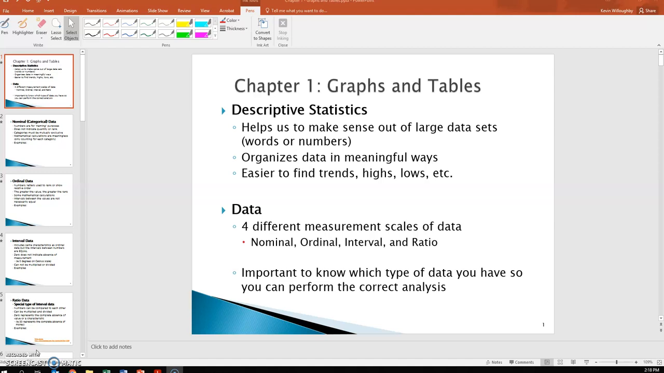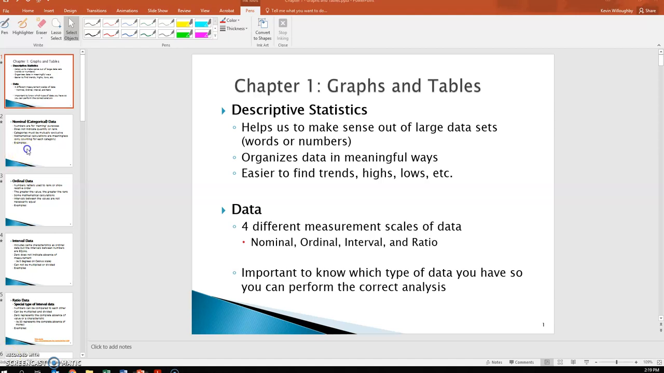So there are 4 different types of data. Knowing the 4 different types of data is important because it allows us to use the correct calculations and analysis on it. So 4 types of data: nominal, ordinal, interval, and ratio.